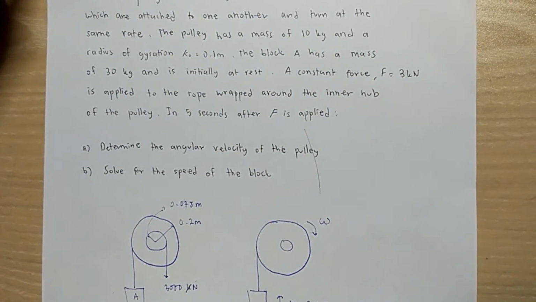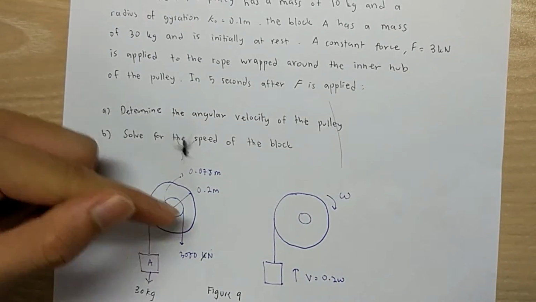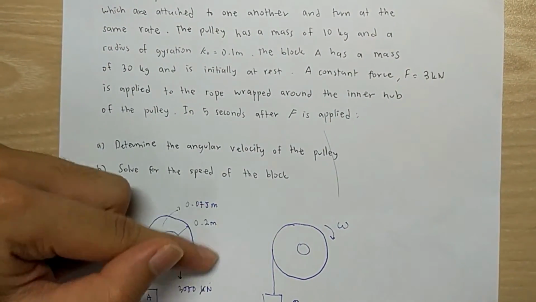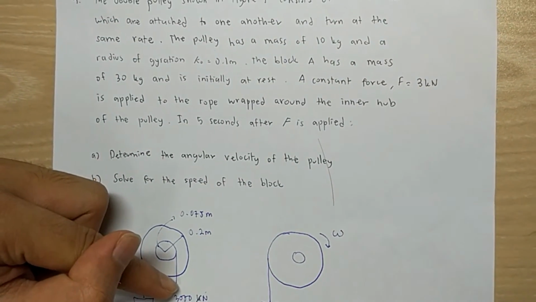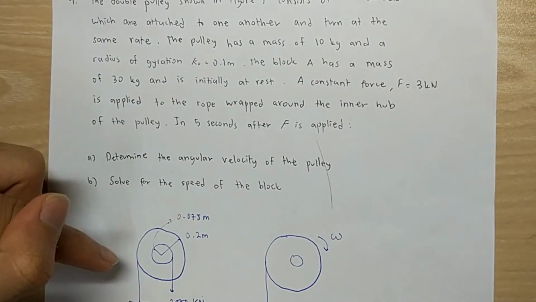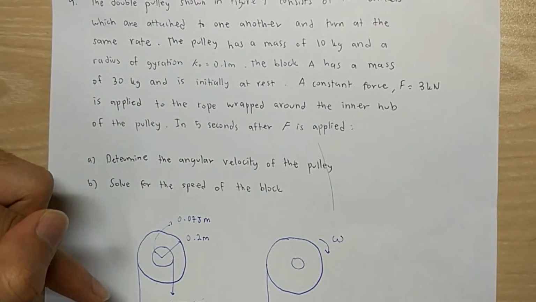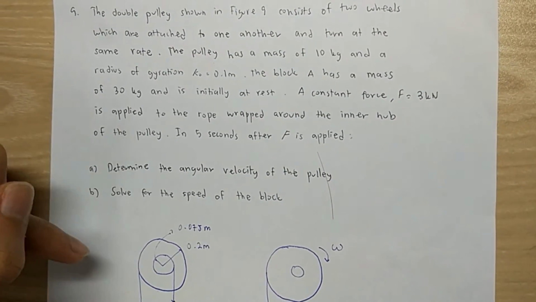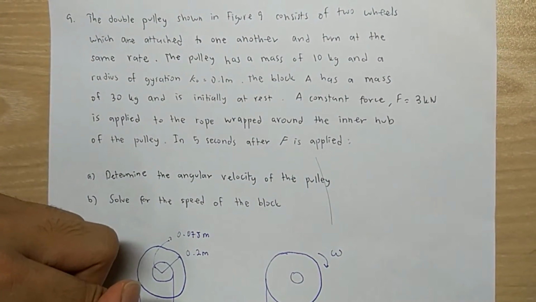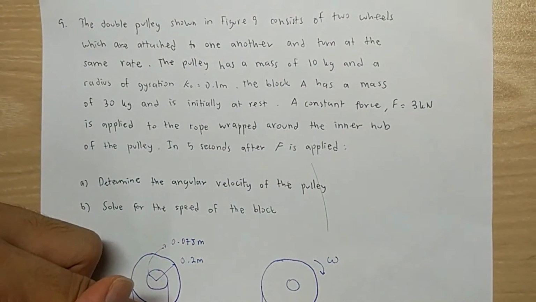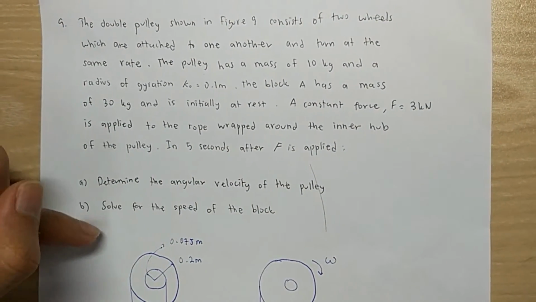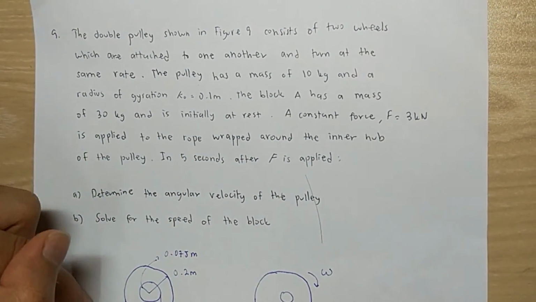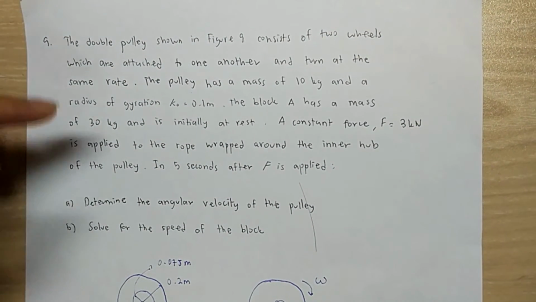Number 9. The double pulley shown in figure 9 consists of two wheels which are attached to one another and turn at the same rate. The pulley has a mass of 10 kg and radius of gyration is 0.1 meter. The block A has a mass of 30 kg and is initially at rest. A constant force equal to 3 kN is applied to the rope wrapped around the inner hub of the pulley. In 5 seconds after F is applied: A, determine the angular velocity of the pulley. B, solve for the speed of the block.